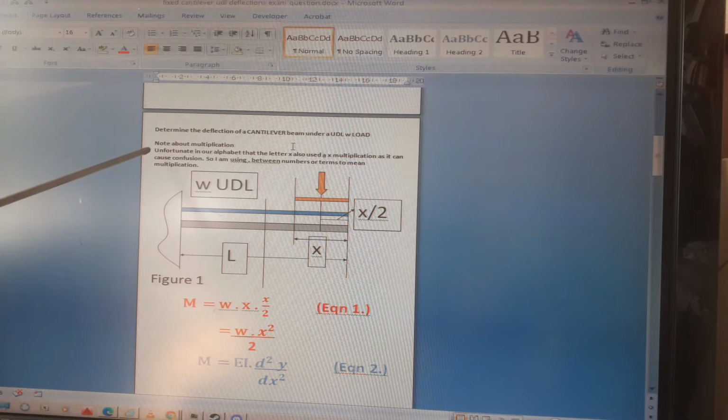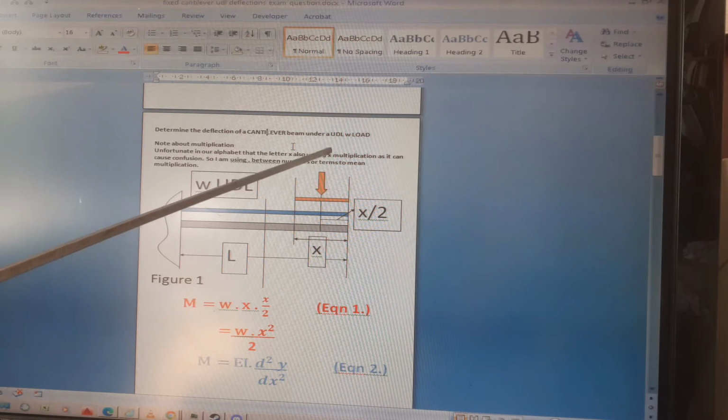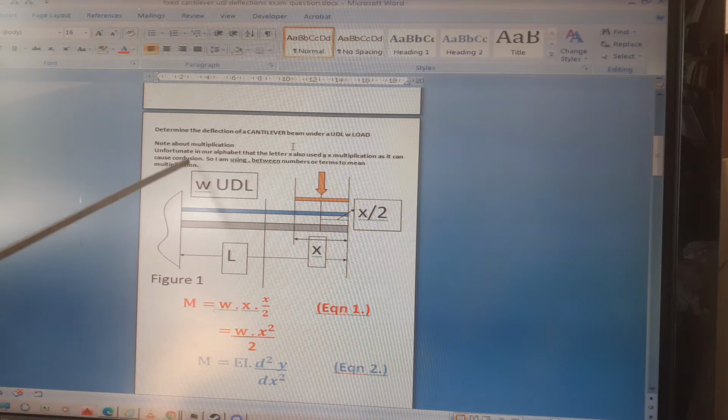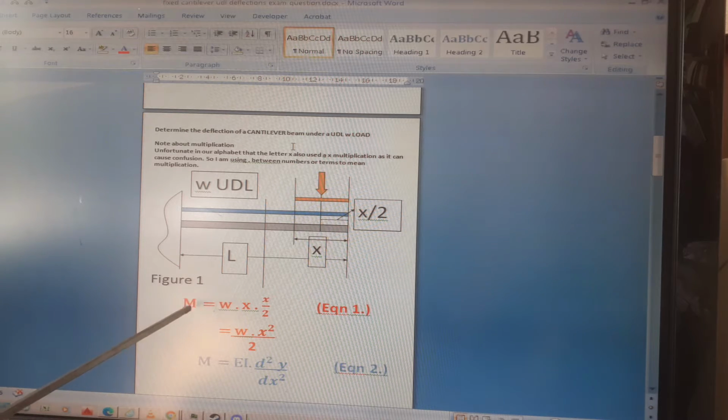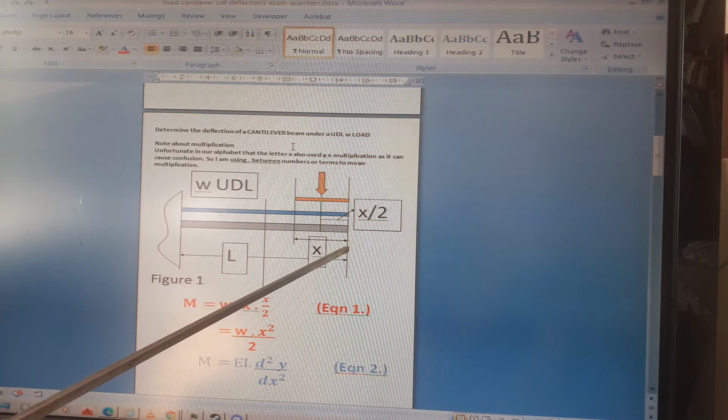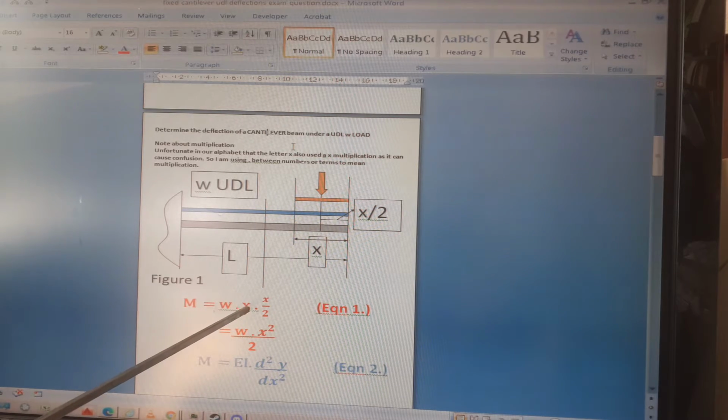I just wanted to make a quick note about multiplication, because unfortunately in our alphabet the letter x is also used for multiplication, and it can sometimes be confusing when written down. So on this sheet, I'm using a dot between numbers to mean multiplication. This is figure 1. For the moment M, we start on the right, and the moment is W times x over 2, that's equation 1, which equals W x squared over 2.